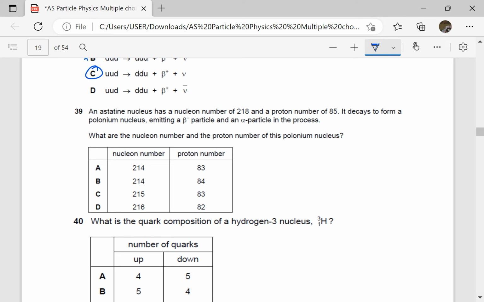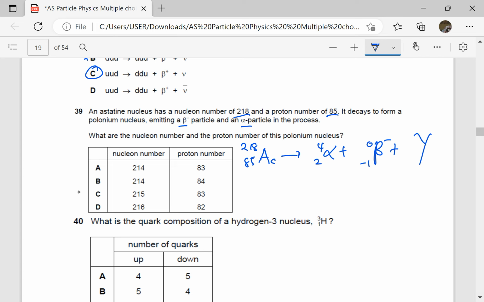An astatine nucleus has a nucleon number 218 and a proton number 85. It decays to form a polonium nucleus emitting beta minus particle and an alpha particle in the process. What are the nucleon number and proton number of this polonium nucleus? So we have astatine, 218, 85. It is emitting alpha, which is 4, 2. Beta minus is 0, negative 1, plus another nucleus Y.